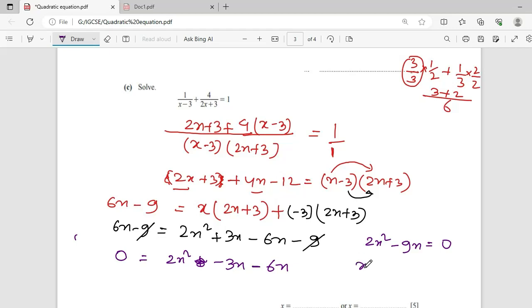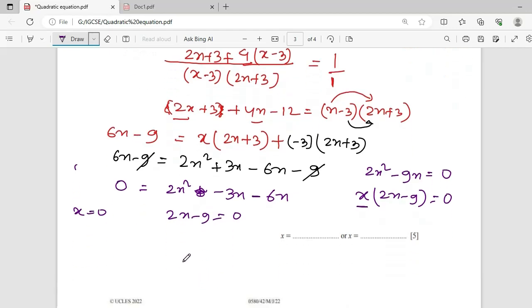x is common: x into 2x minus 9 is equal to 0. So x, either this is equal to 0 or this is equal to 0, because if the product of two variables is 0, that means either of them will be 0. Either x is 0, which we already got, so we are going to write here 0, or 2x minus 9 is equal to 0. Then 2x is equal to 9, x is equal to 9 upon 2. So this is our answer.